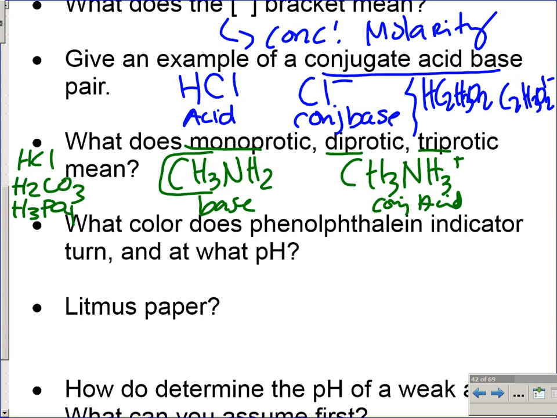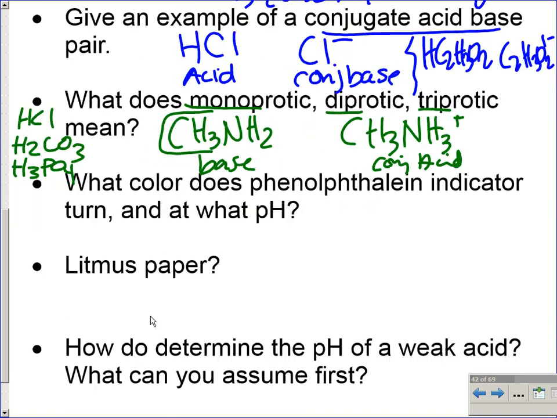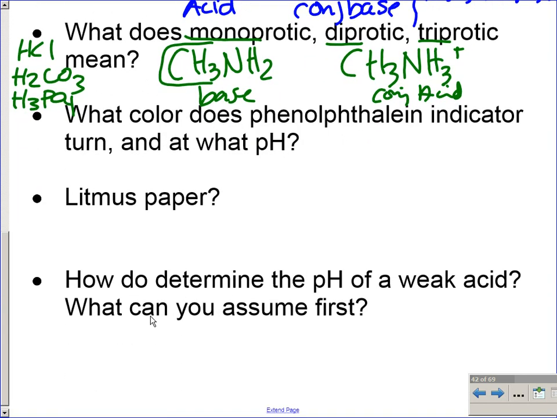Ashton, what do you guys think in your group? What color does phenolphthalein turn? Pink. At what pH? Any takers? Okay, you should know this one as well. It's going to turn pink in acidic or basic conditions. You guys have your indicator notes.